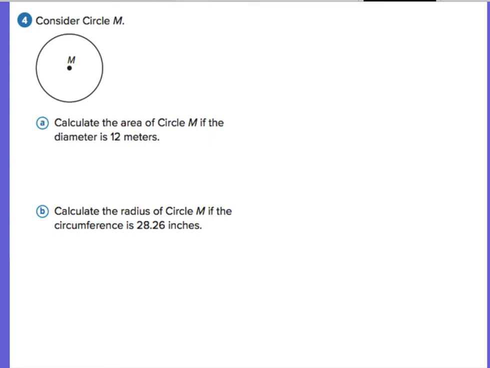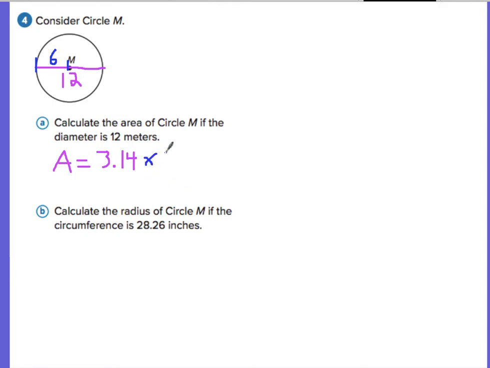All right, looking at the next part here, I guess I did 1, 3, and then 2, but that's okay. Number 4 here. Calculate the area of circle M if the diameter is 12 meters. So the diameter is 12. We're finding the area though. So remember, area is pi times radius times radius. If we have the diameter though, radius is going to be half that. So that's going to be 6.